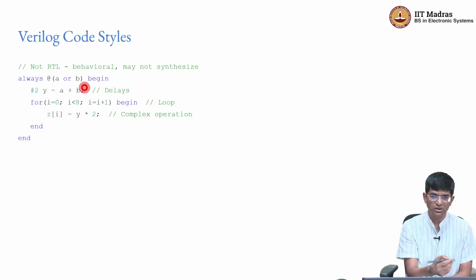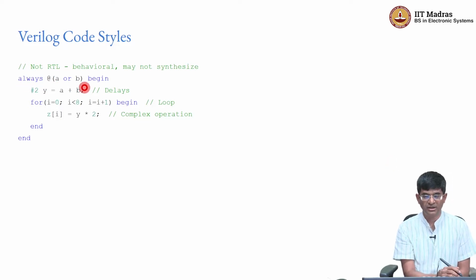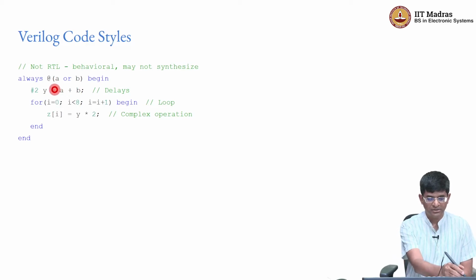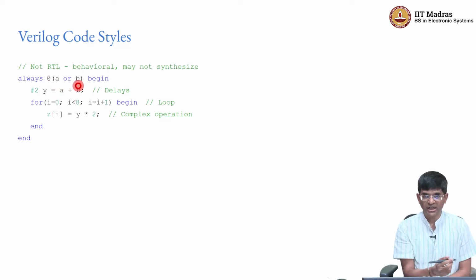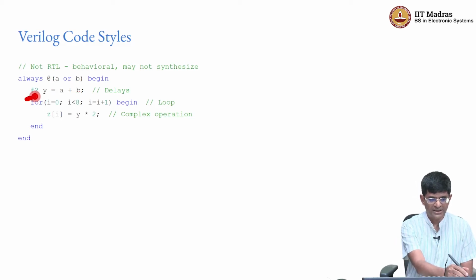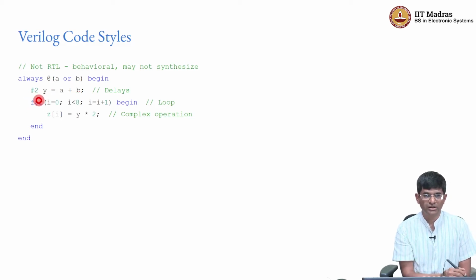It has an always block that seems okay. I mean we do not know whether always is RTL or not, but my claim is that yes, RTL should still be synthesizable, or rather RTL should be able to make use of always blocks. One of the issues that we face is there is suddenly one #2 out here, which seems to indicate a delay of 2 nanoseconds and then saying y is equal to a plus b. And one of the issues over here is this is not synthesizable.